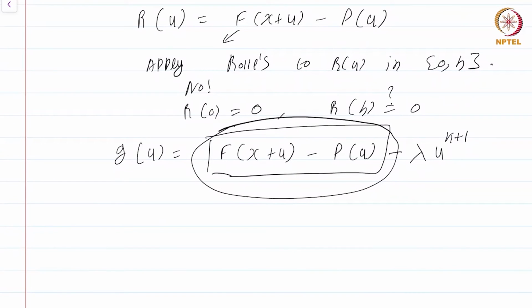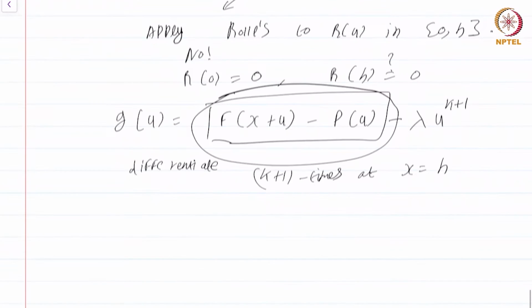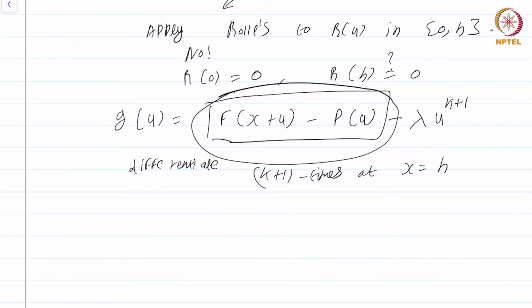Now, how do we determine what this lambda is? Well, simple. Differentiate k plus 1 times at x equal to h. Or rather, you don't have to do all that. Sorry about that. You don't have to do that, at least now. You just want to determine what lambda is.